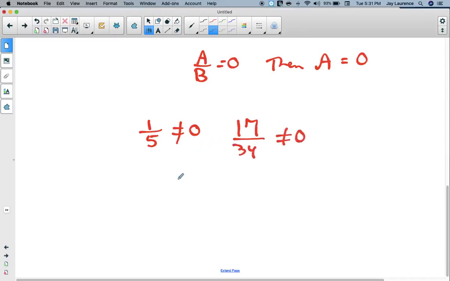The only way to get an answer of 0 in a division problem is to take the number 0 and divide by a non-zero number. This would be 0. Okay. This would be 0. This would be undefined, right? Can't ever divide by 0, so we're not going to do that.